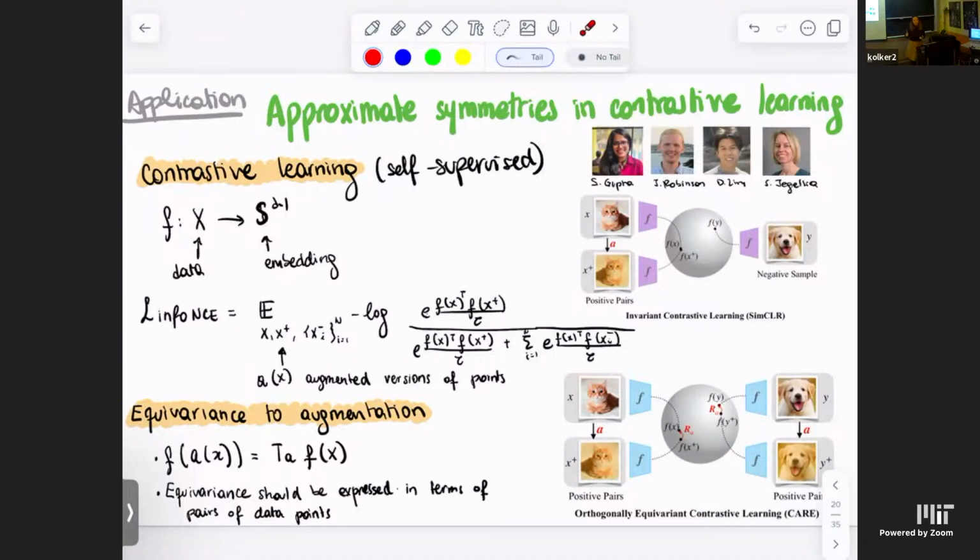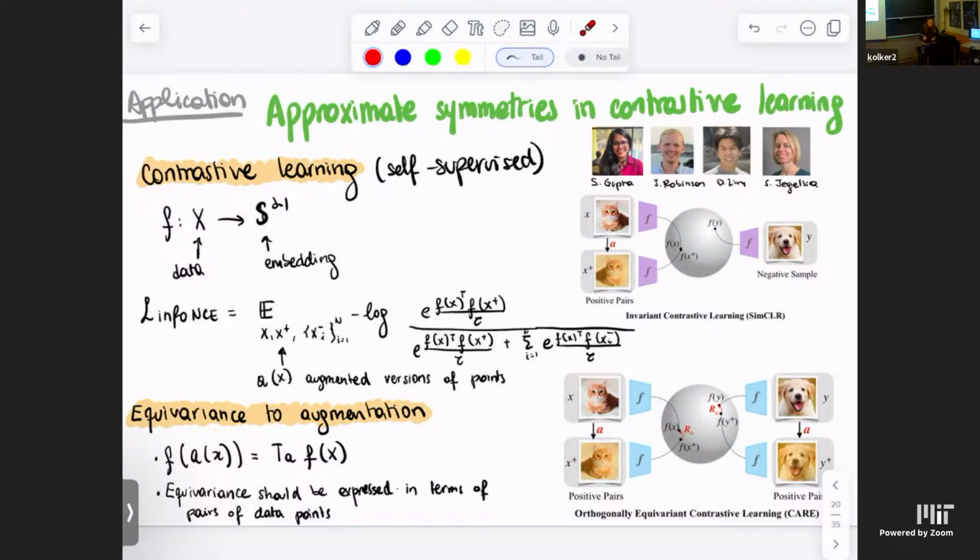If you're familiar with contrastive learning, the idea is the following. You have some images. Here we are considering images of cats and dogs, and you want to find a representation of these images in some embedding space. My images are going to be a space X, I don't care exactly what. And I'm going to embed them in the sphere, in dimension 128, say. I'm just going to find a vector and then normalize it so that it's in the sphere.